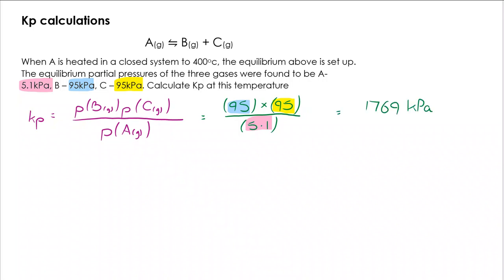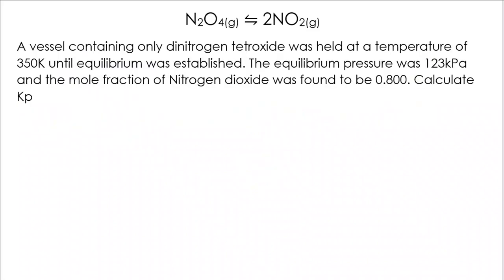And once you've done that, you can carry out the calculation and it will come to 1769 kilopascal. And it's kilopascal because my units would be kilopascal times kilopascal over kilopascal. I can cancel out the ones I've shown here. I'm left with kilopascal. For the next question, see what you can do.